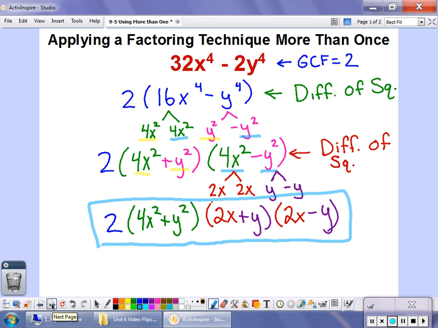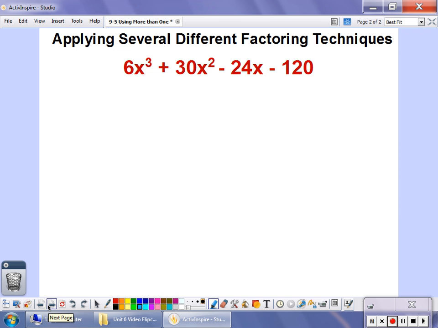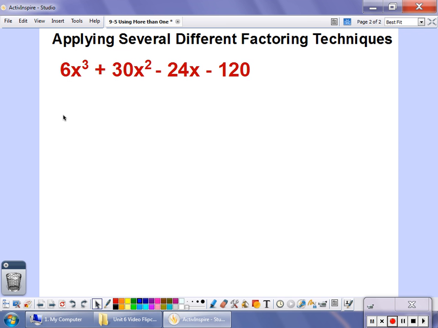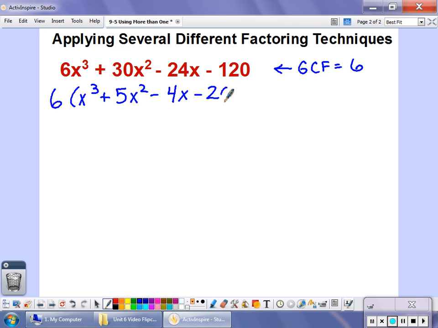Now, you can sometimes use the same factoring method more than once, but sometimes you have to use more than one factoring method. In this problem, we're going to use 3 different kinds of factoring to get our final answer. The first thing we're going to do is pull out a GCF. Okay, this has a GCF of 6. So we're going to pull that out. And when I do that, I'm going to be left with x cubed plus 5x squared minus 4x minus 20.